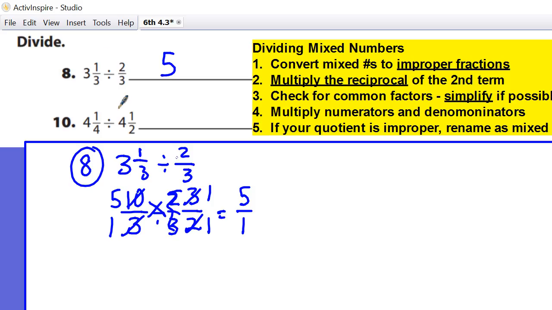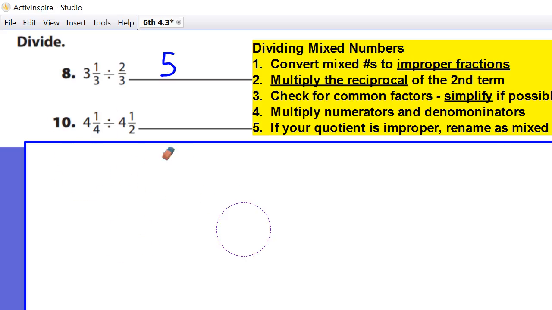I'm going to go ahead and do number 10 right now, and then we'll go to the odds in just a minute. I'm going to erase my whiteboard so I can show my work for number 10. I've got 4 1/4 divided by 4 1/2.